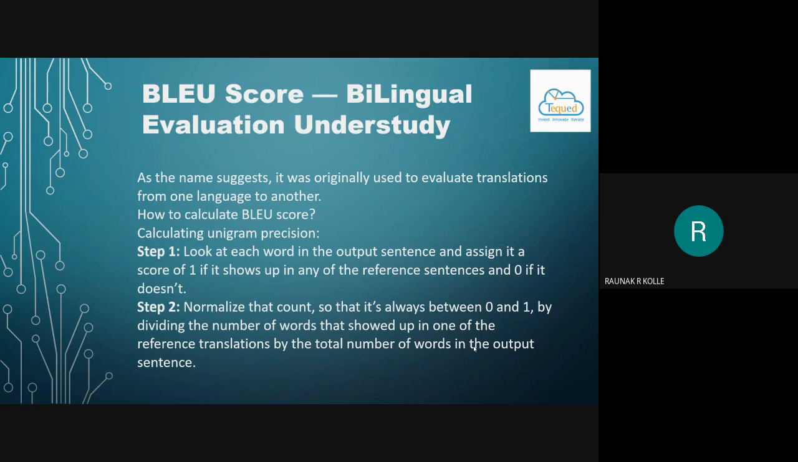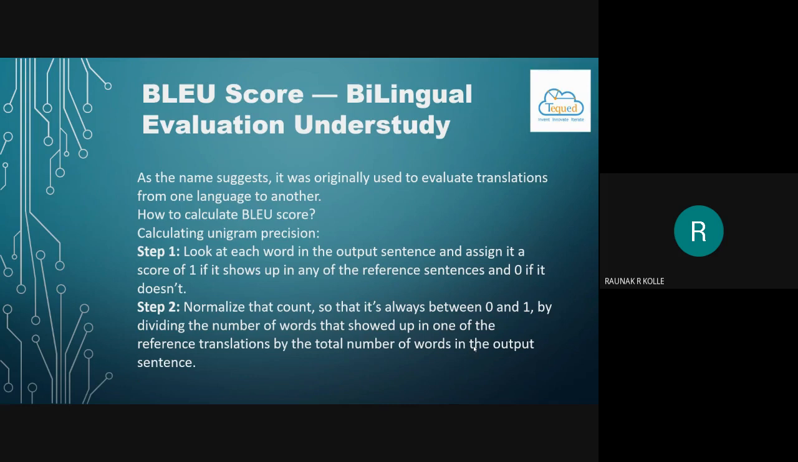The first evaluation metric we will be discussing is the BLEU score, or the Bilingual Evaluation Understudy. As the name suggests, it was originally used to evaluate translation from one language to another. How do we calculate BLEU score?